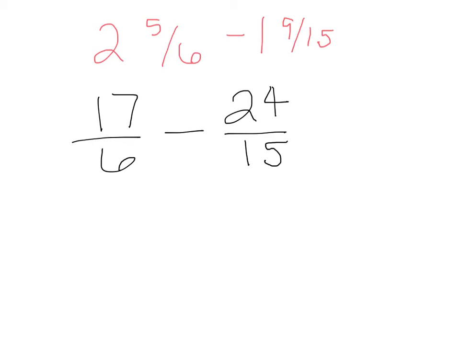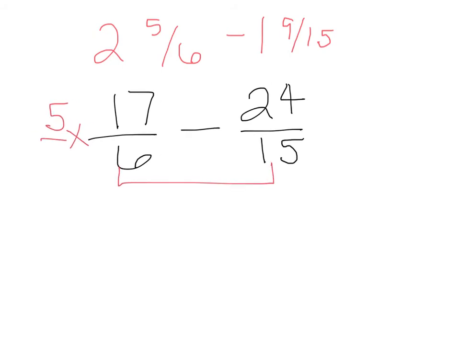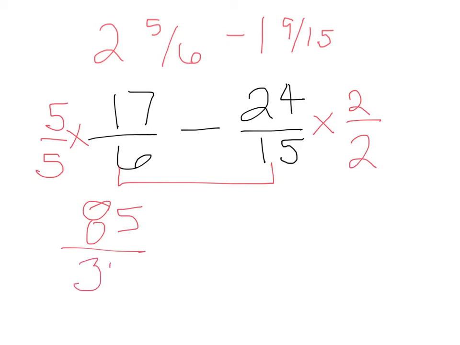Earlier in our slide, we saw that the common denominator between 6 and 15 is 30. So I'm going to multiply 17/6 by 5 over 5 and multiply 24/15 by 2 over 2. 17 times 5 is 85/30. Minus 24 times 2 is 48 over 30.